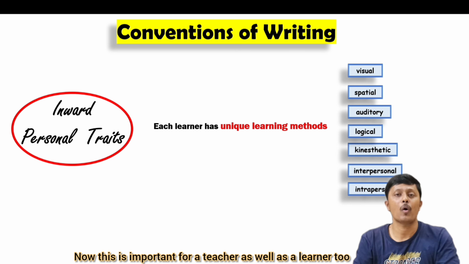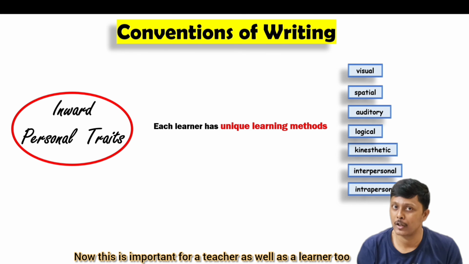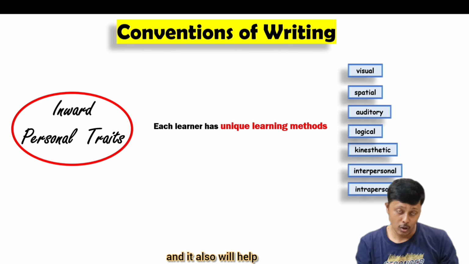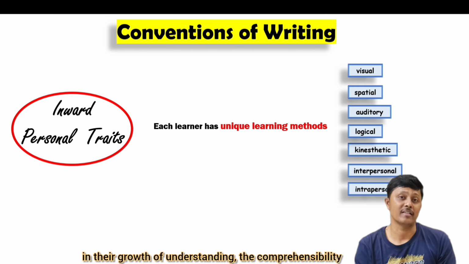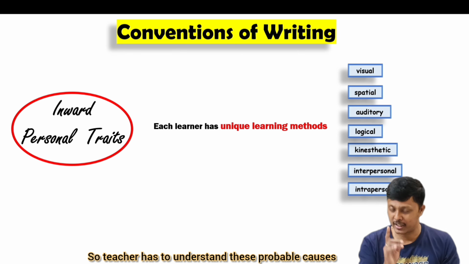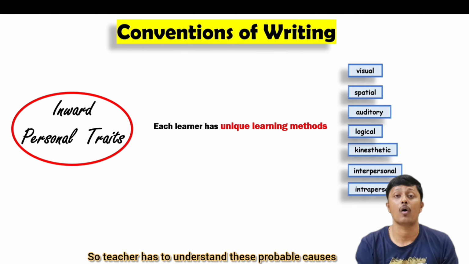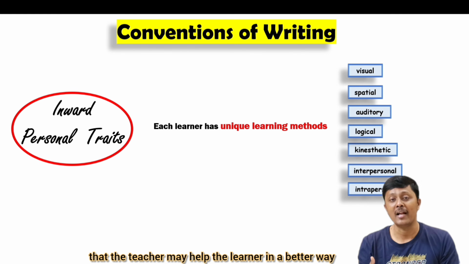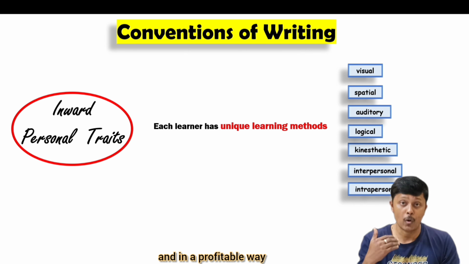Now, this is important for a teacher as well as a learner, because it will help eventually in understanding, and it will also help in their growth of understanding, comprehensibility, their level of maturity, etc. So the teacher has to understand these probable causes or the preferences of the learner so that the teacher may help the learner in a better and profitable way.